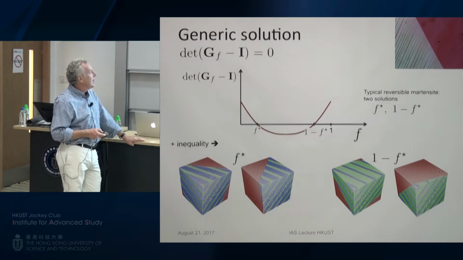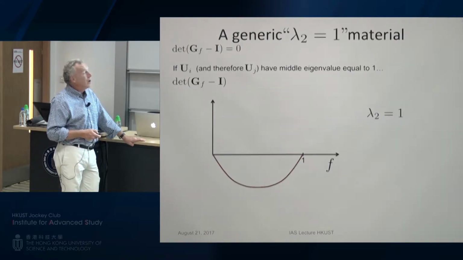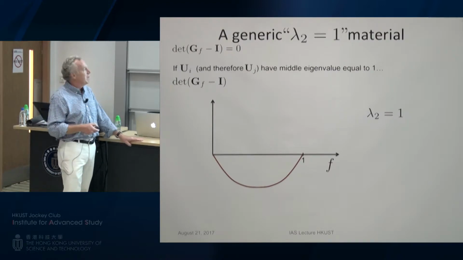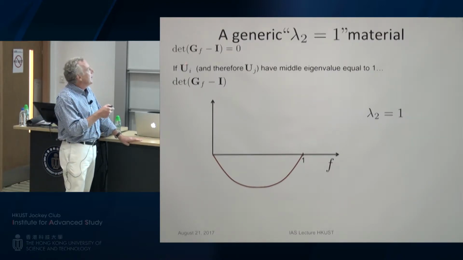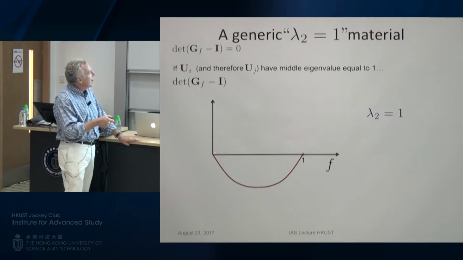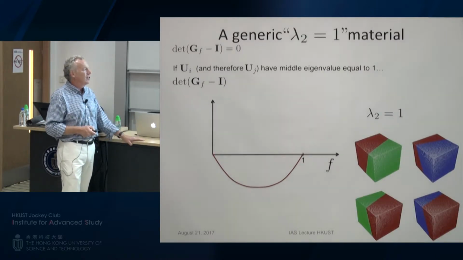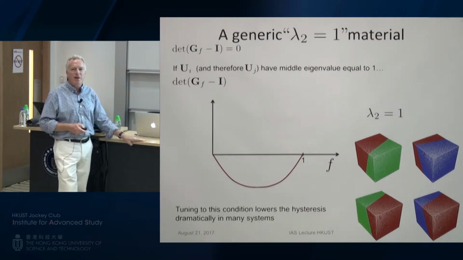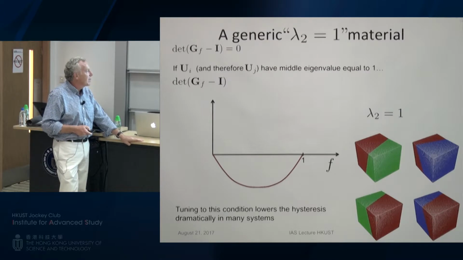Okay. Now, we've been talking about lambda 2 equals 1 material. Suppose we have a lambda 2 equals 1 material. That's a material in which the transformation stretch matrix has middle eigenvalue 1. That's the case where at volume fraction 0 or volume fraction 1, we have a root. So, of course, the solutions look like that. I've discussed that case, and that corresponds to low hysteresis.